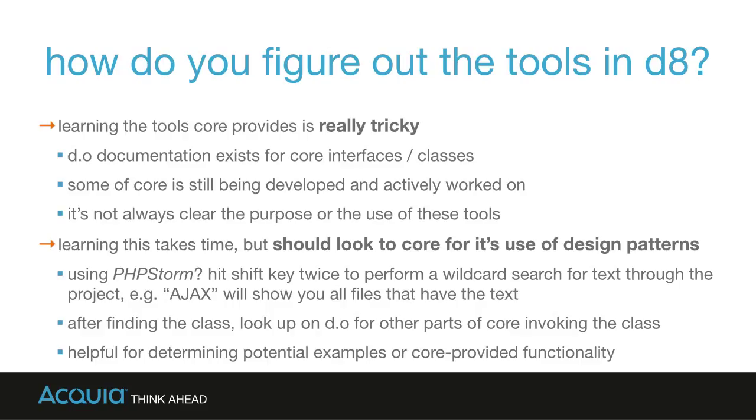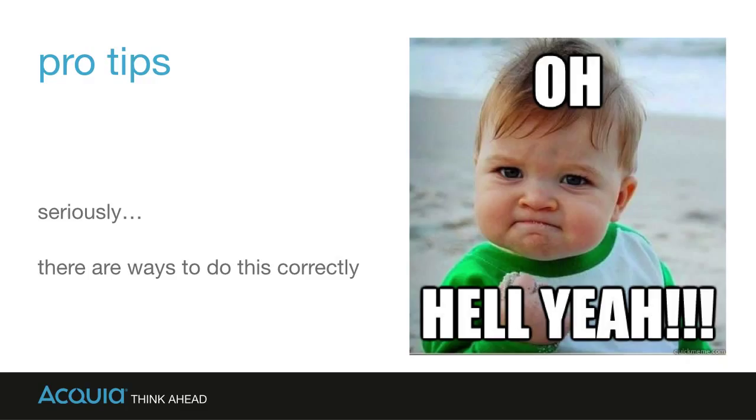So after finding these classes, then it may make sense to go onto Drupal.org and look at some of the documentation around that class and how it's being used and invoked and referenced throughout other parts of core or other parts of code that you find. That's when your Google searches get a lot more dangerous, right? If you found something that is super relevant. So this is really helpful for determining possible examples that you could take advantage of that exist within core. So we're getting into a little bit of the pro tips. There are absolutely better ways to do this that you need to be aware of. And I'm going to answer your question in 2 seconds here.